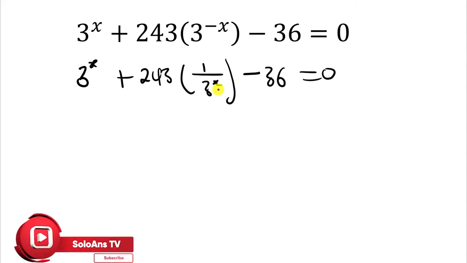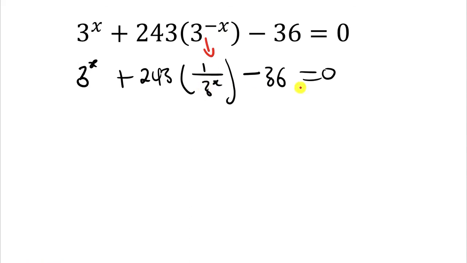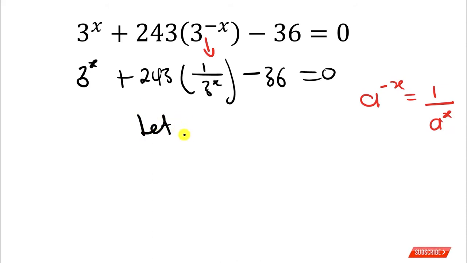There's a reason why we express this 3 exponent minus x as this, because we know that in indices, if you have a exponent minus x, that's the same as 1 over a exponent x. So that is how come we had this. After doing that, the next thing you have to do is represent it by a variable of your choice. So let's say y be equal to 3 exponent x.